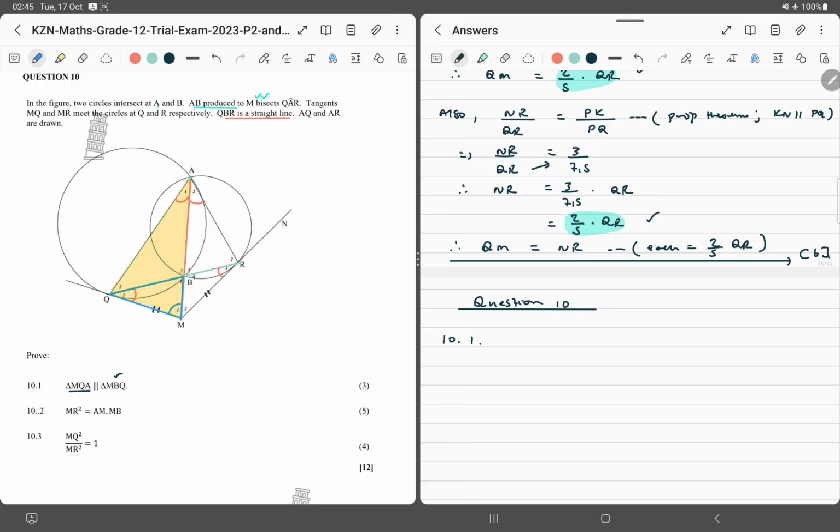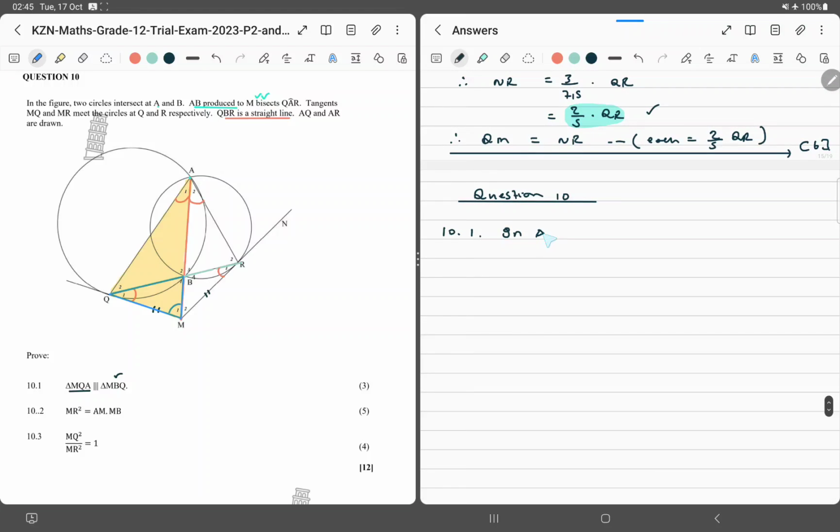So that's done. So we can say in triangle MQA and triangle MBQ, what do we see there? We know that angle M1 is common. 2, we know that Q1 is equal to angle A1. What is that? Tan chord theorem. Okay, great. Once we prove two sets, the remaining set is going to be equal to the other.